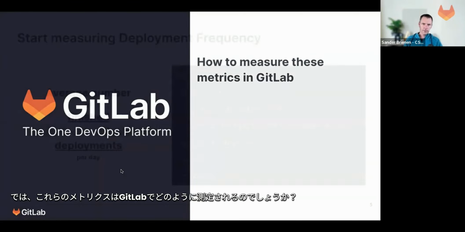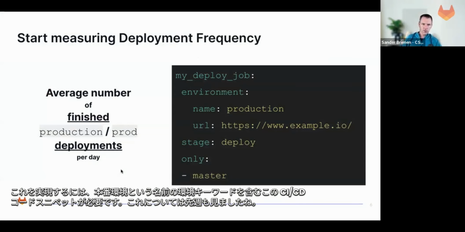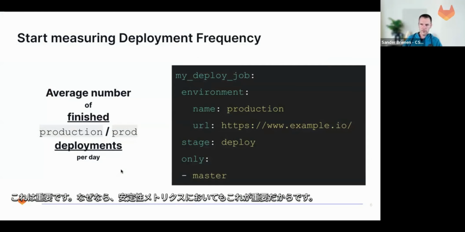So how are these metrics measured in GitLab? Let's start again quickly with deployment frequency. Again, deployment frequency is the average number of finished deployments into production. And you need this CI/CD code snippet to achieve that, which includes an environment keyword with the name production. We've seen that last time as well, but this is important because even with the stability metrics, this is important again as well.